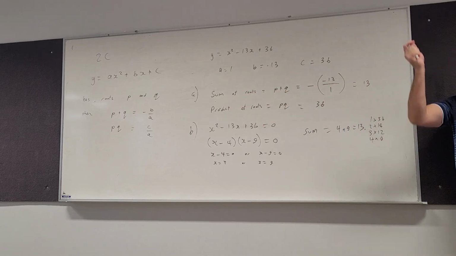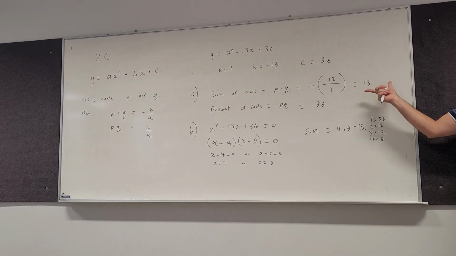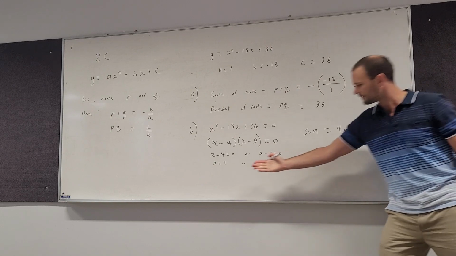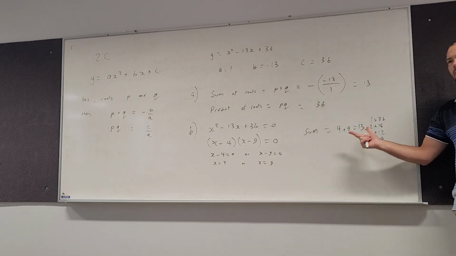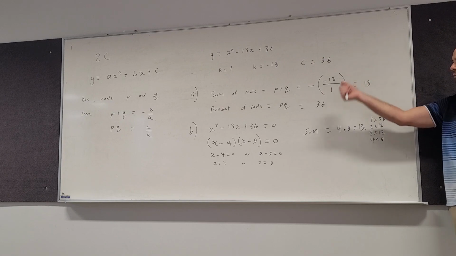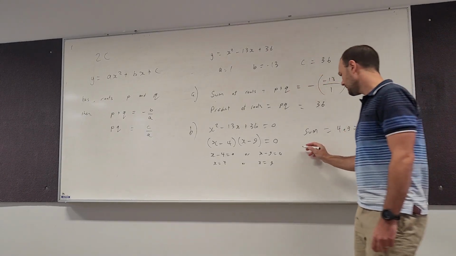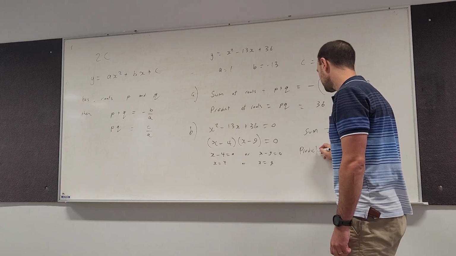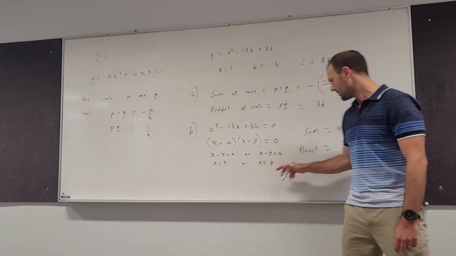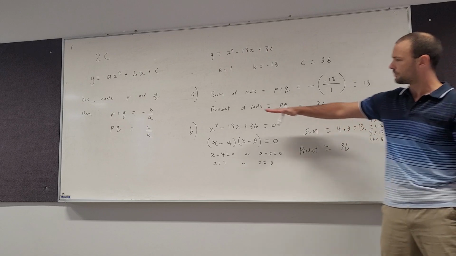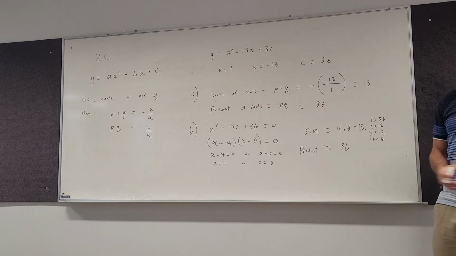Without even knowing what the roots were, we're able to determine the sum of the roots. Here we've established the roots and we can confirm that it's true. The sum of the roots is negative b on a, okay? Similarly, the product of the roots, all right, 4 times 9, 36. The product of the roots, 36, okay?